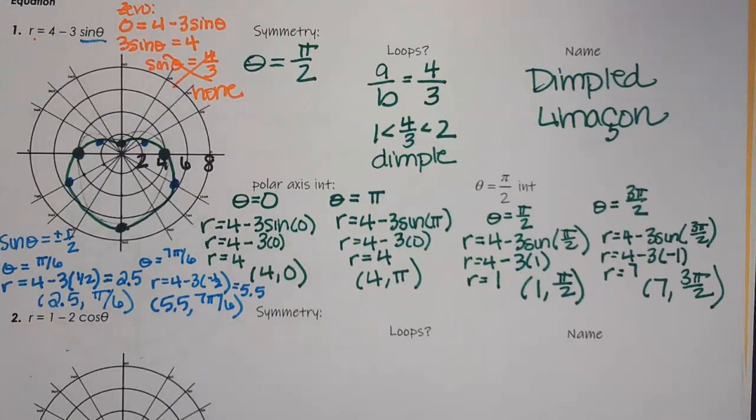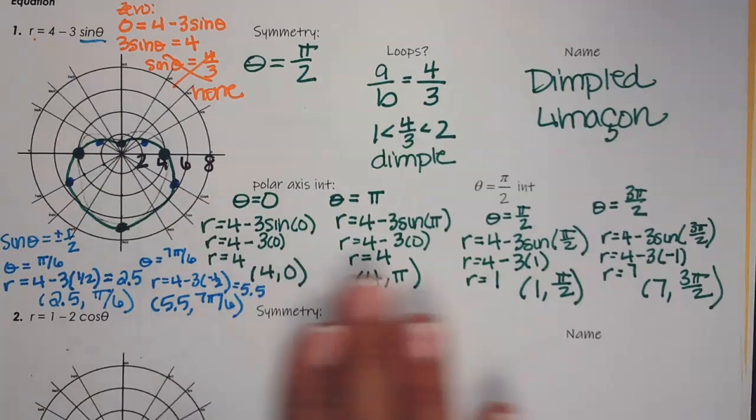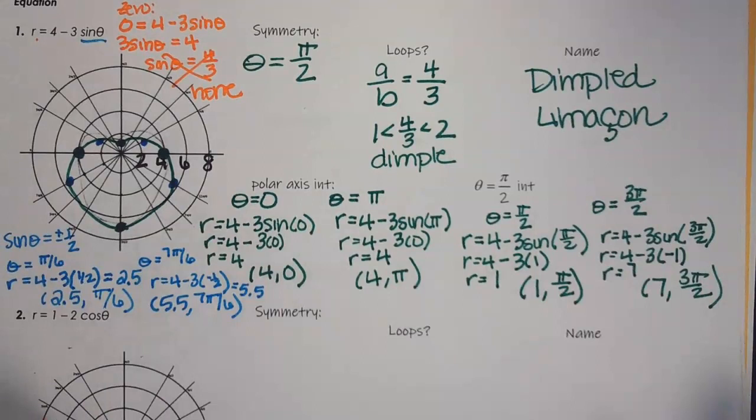Okay, so again, in a test situation, I need you guys to be able to identify the symmetry, the type, and then for sure these different intercepts.